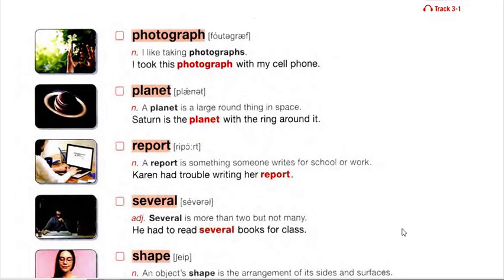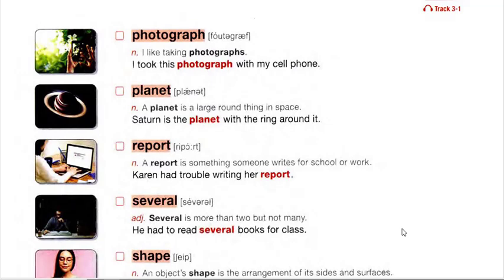Planet، سیاره معنا می‌دهد. This is a noun، اسم است. A planet is a large round thing in space، یک چیز بزرگ دوره‌ای است در فضا. Space، فضا. Saturn is the planet with the ring around it، زحل سیاره‌ای است که حلقه‌ای دور خود دارد.